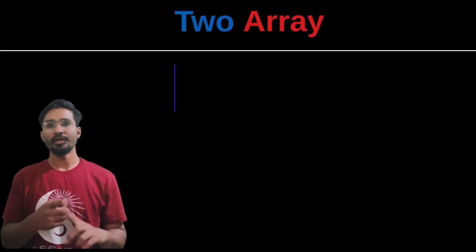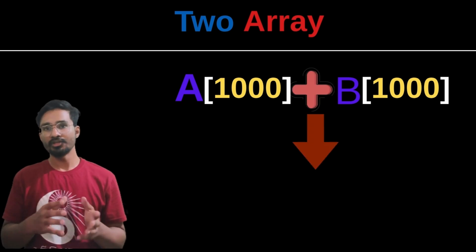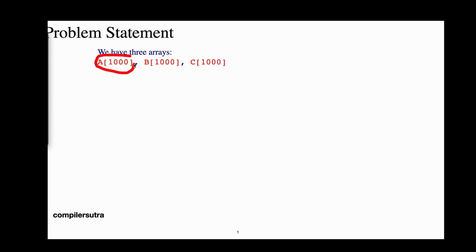Let us assume you have two arrays, array A and array B, both of size 1000. You want to add both arrays and store the result in C. What are you going to do? We have a total of 3 arrays A, B and C, each of size 1000. We have to add the element of array A and the element of array B and store the result in C. So for that purpose, the simple snippet will be C[i] = A[i] + B[i] for i from 0 to 999.